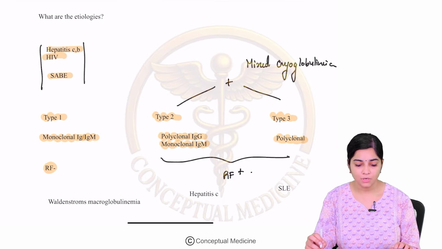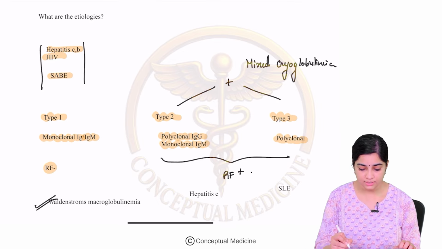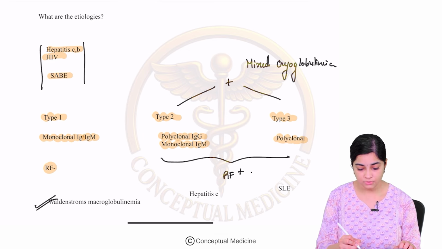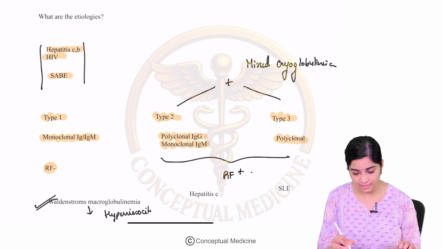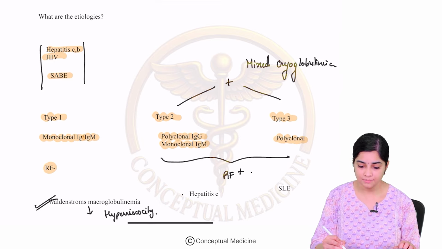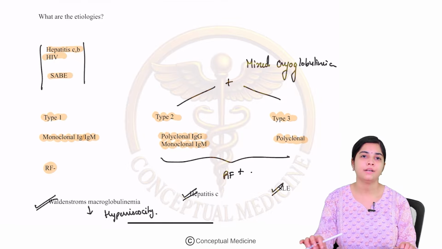Okay. So what are the examples? Type 1 cryoglobulins are seen in Waldenström's macroglobulinemia, which is usually associated with hyperviscosity syndromes. Type 2 is seen in hepatitis C. Type 3 cryoglobulins are seen in SLE.